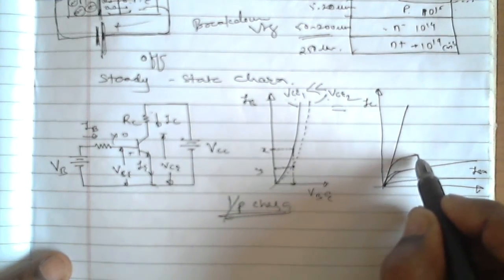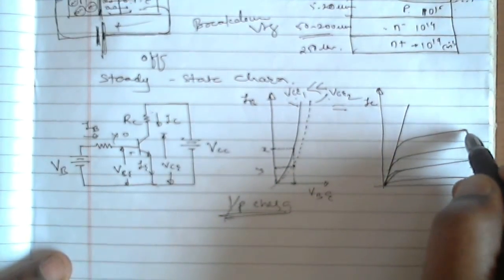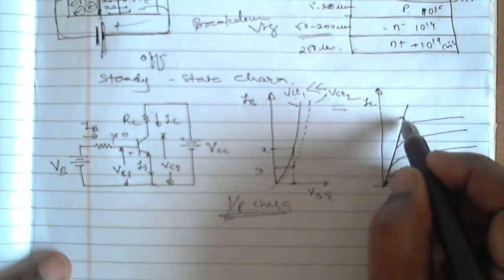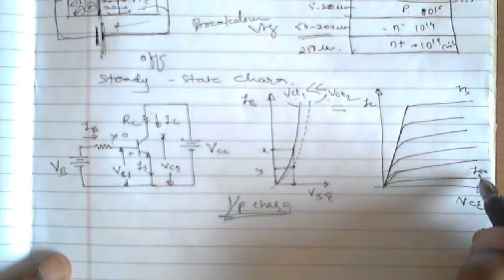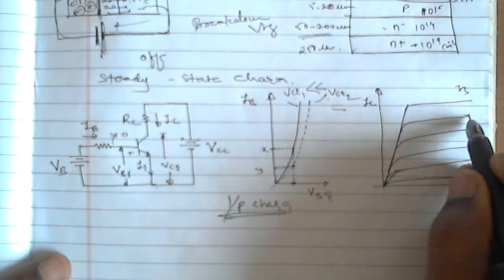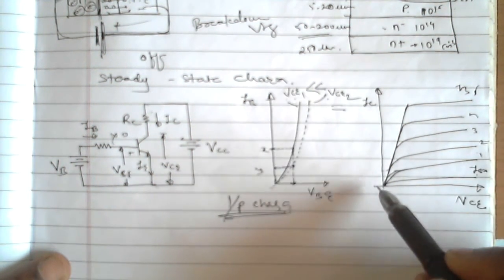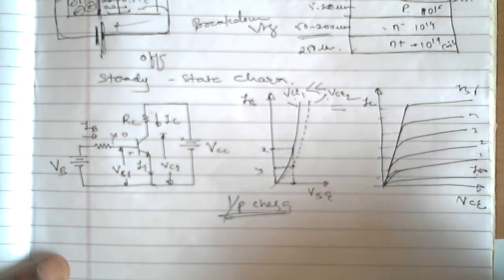Again we increase the base current, and the collector current increases. Further we increase the base current, the collector current increases again. Similarly, as we go on increasing the base current, IB0, IB1, 2, 3, 4, 5, the collector current will increase. You can take it on the y-axis.